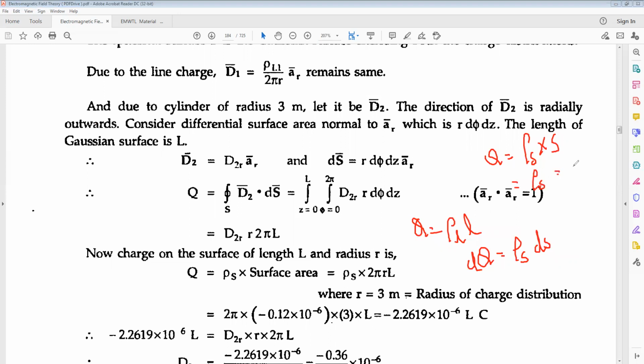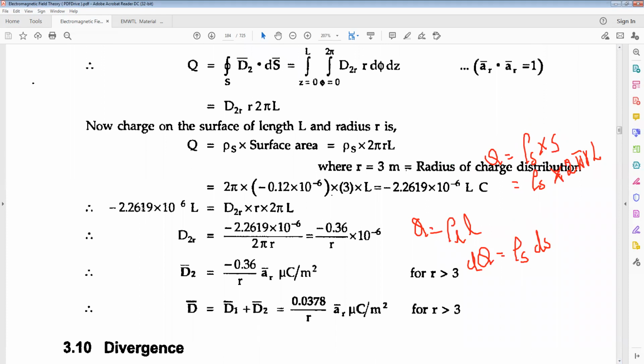S is the surface area. You can take the surface area of the cylinder, 2 pi R into L, where R is 3 meters and L, you can substitute those values here. Minus 2.26 into 10⁻⁶ L is equal to, this is the value we got here, the Q is equal to, after substituting the values of 2 pi into R is 3. Okay, and the given rho S is minus 0.12 10⁻⁶. It is not 10 to the power of plus 6, my students, it's a minus.